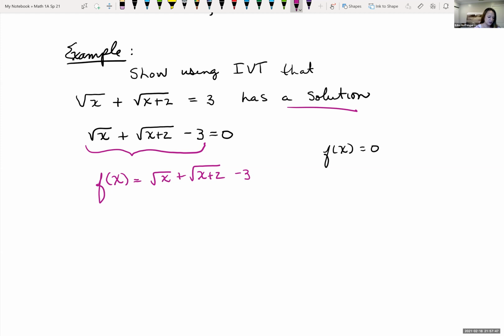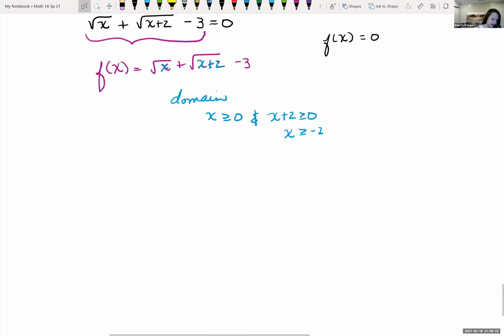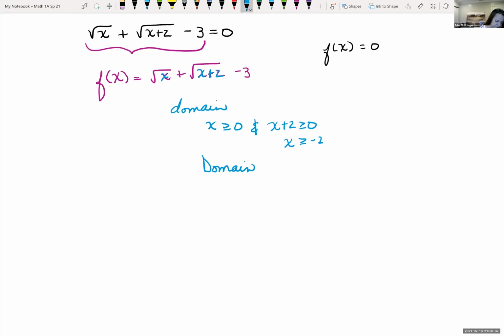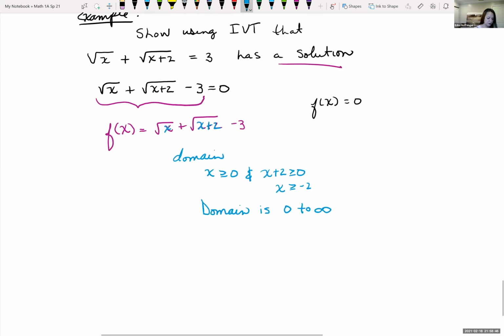We have to also think about our domain, because we have radicals here and we can't just plug any number in for x. If we look at our domain, what's underneath the radical has to be greater than or equal to 0. But we have two separate radicals, so we're looking at what they both have in common, and that's what we're going to choose as our domain. So we need x plus 2 to be greater than or equal to 0. If I solve for x for this inequality, x is greater than or equal to negative 2. But if I look at what they both have in common, it's from 0 to infinity. So my domain for this function f of x is our x values from 0 to infinity.